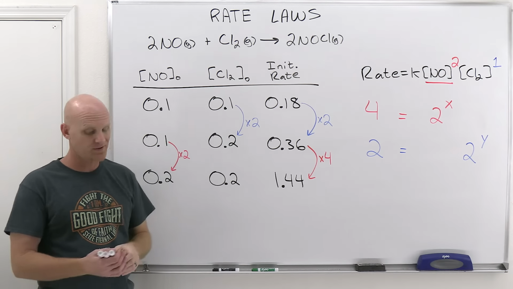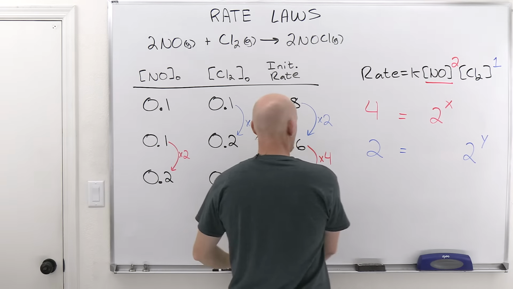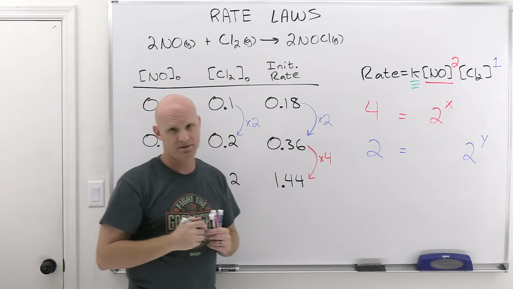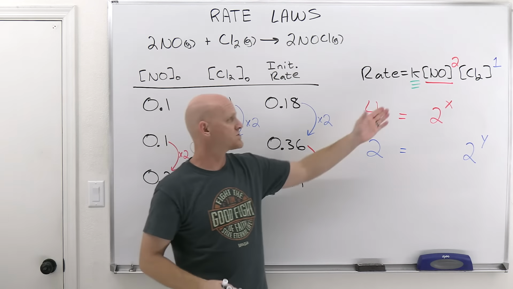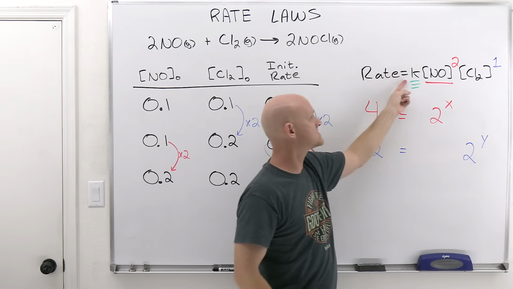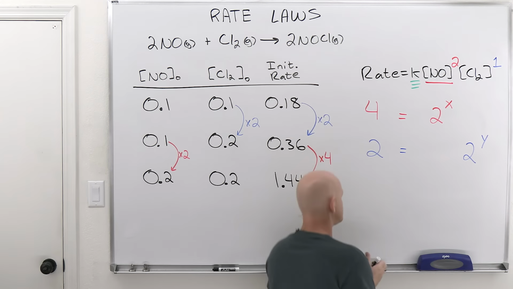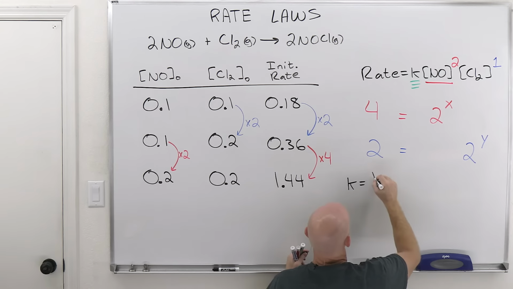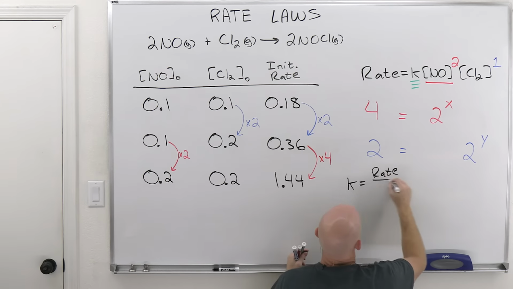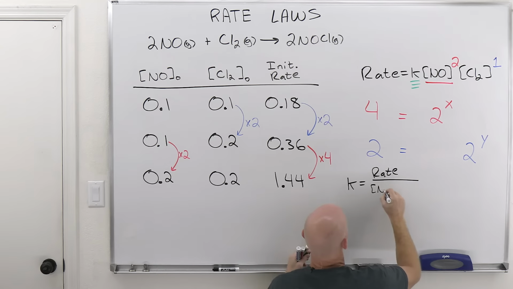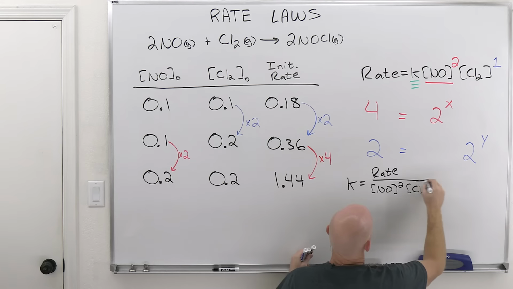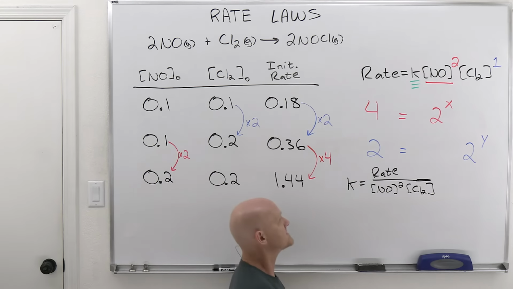Cool. Now, the last question you might get asked here from experimental data, and you'd have to figure out the orders first, but the last question could be, what is the value of the rate constant? And so now that we figured out the orders, we can rearrange this expression to solve for K. And so if we do that here, we've got K equals the rate all over concentration of NO squared times concentration of Cl2. That's the expression for the rate constant.